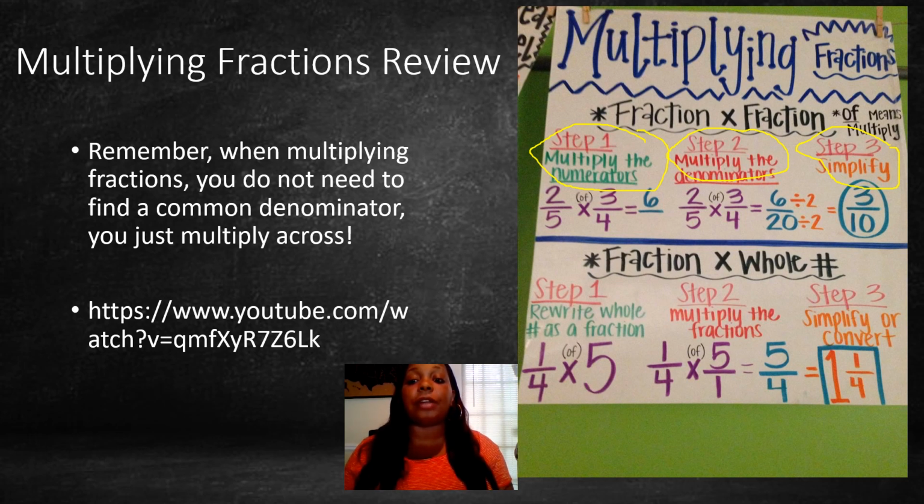So 6 divided by 2 is 3. 20 divided by 2 is 10. 3 is a prime number, which means we cannot divide it any further, so we'll leave the fraction the way that it is, 3/10. I have added a YouTube video that will really help with multiplying fractions. I will leave it in the description so that you guys can view it later.